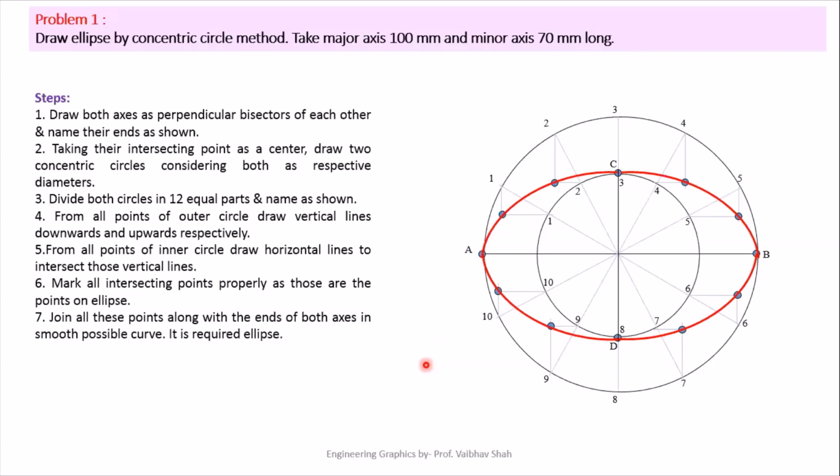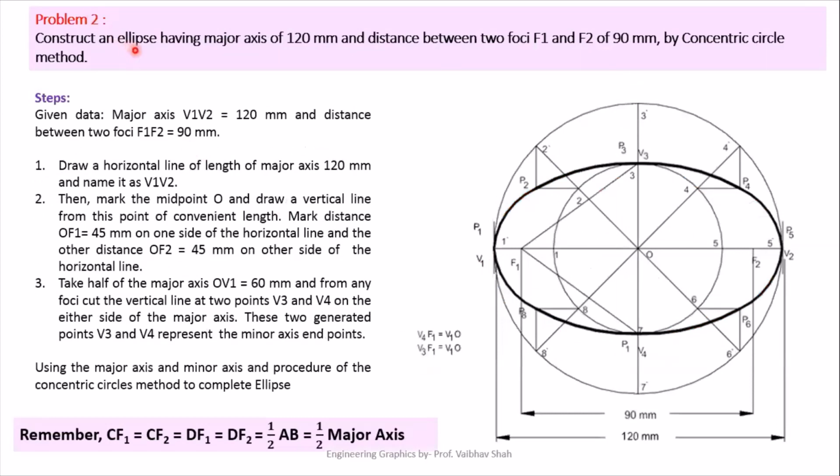So let us see one more example. Construct an ellipse having major axis of 120 mm and distance between two foci F1 and F2 is 90 mm. By concentric circle method, draw the ellipse. So here the data is changed. So now major axis is V1, V2, which is 120 mm, and the distance between two foci is 90 mm. As we know, we need major axis and minor axis to draw an ellipse. So first of all, our task would be to find out its minor axis. So for that, let us start.